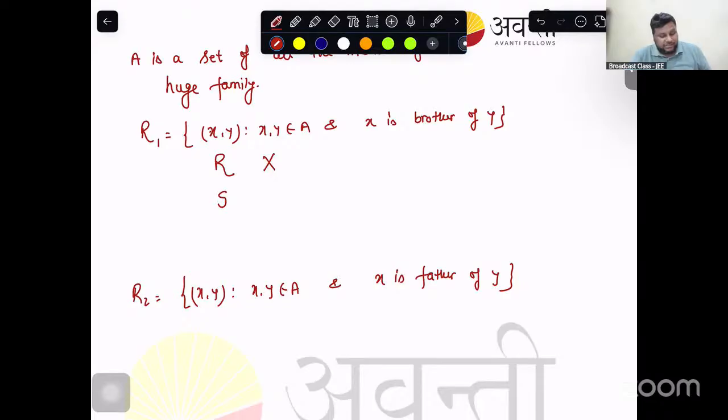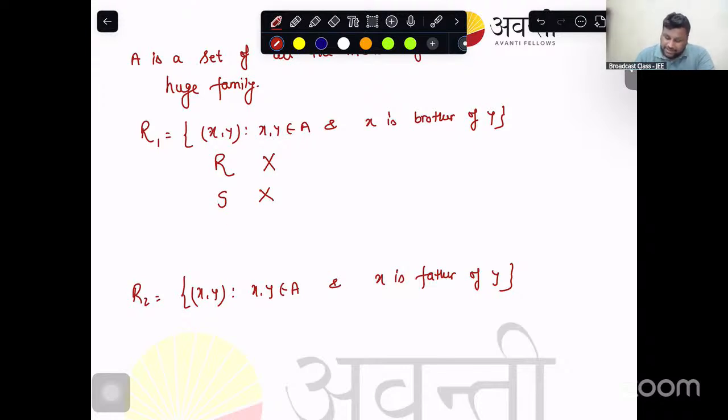Is this relation symmetric? Yes, sir. No. If X is brother of Y, it is not necessary that Y is also brother of X. Y can also be sister of X, and if Y is sister of X, she won't be in that relation. Understood?